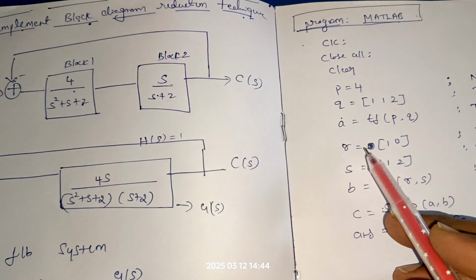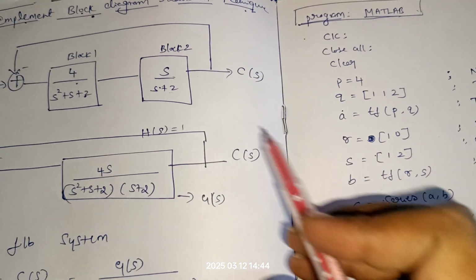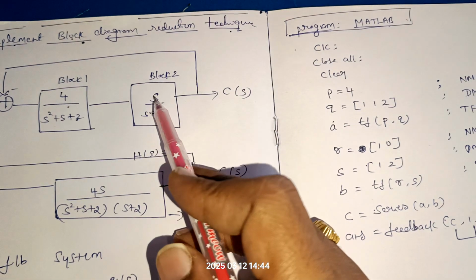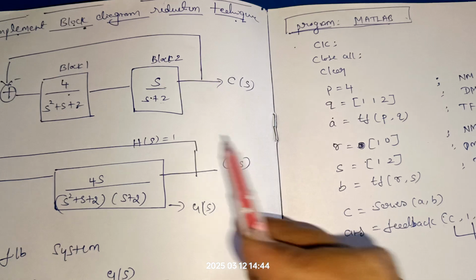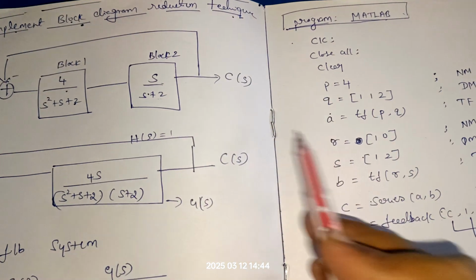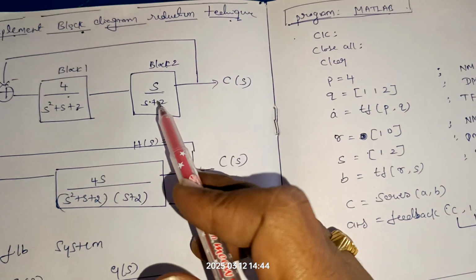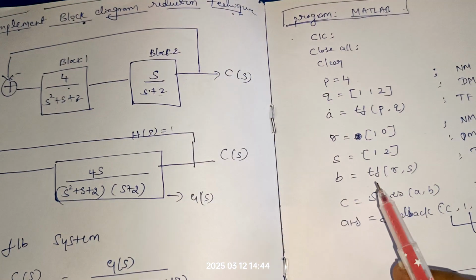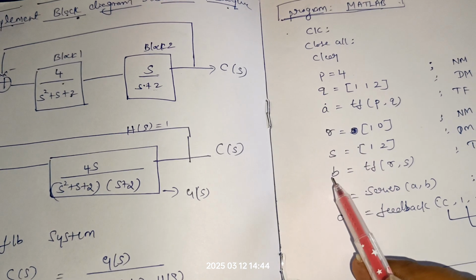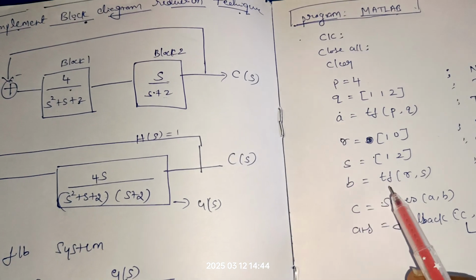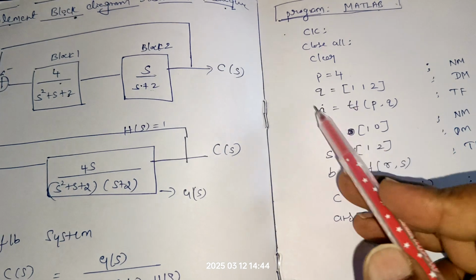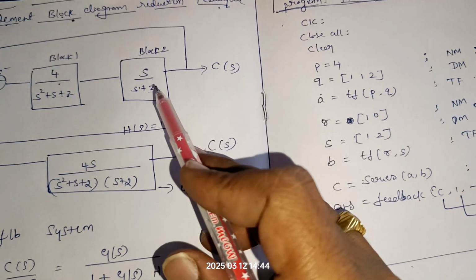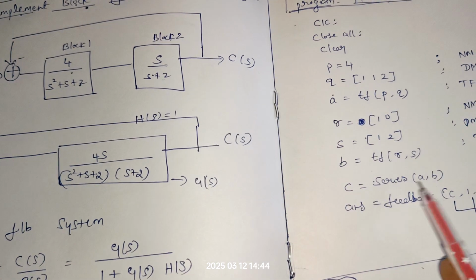First we will explain this code, then we take one more block. What is the numerator? The coefficient of s is 1 and the other is 0, so 1 0. The denominator is s plus 2, so the coefficient of s is 1 and 2 as it is. This is one separate block. Take this numerator r and denominator s as another transfer function, transfer function of r comma s. So this is for block number 1, and this is for the separate block number 2.